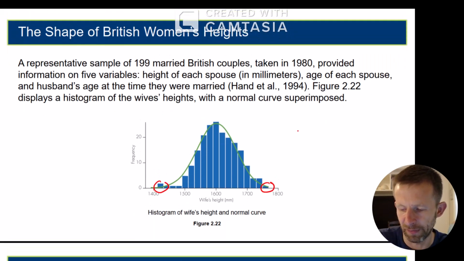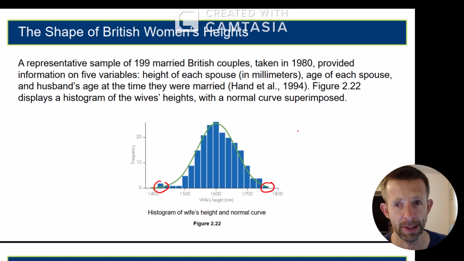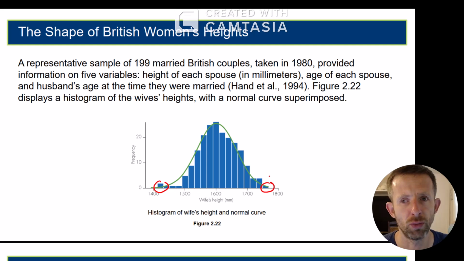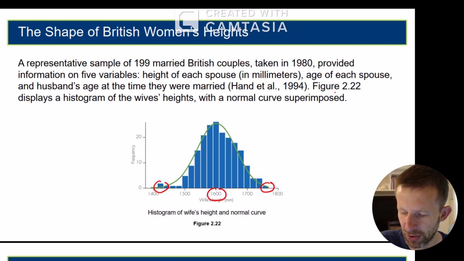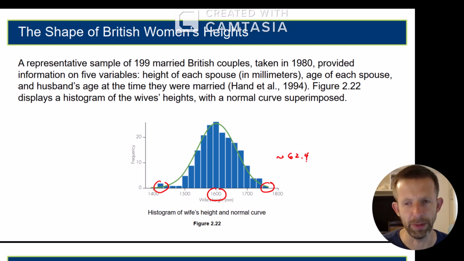So there's a large data set of British couples taken in 1980, and one of the categories there is the height of the women. The height of the women ended up being pretty concentrated around 1600 millimeters, and the further out you went, the smaller the occurrence of data units. So you can see the shape of that distribution roughly resembles a bell curve. The curve was centered at 1602 and it had a standard deviation of roughly 62.4 millimeters.